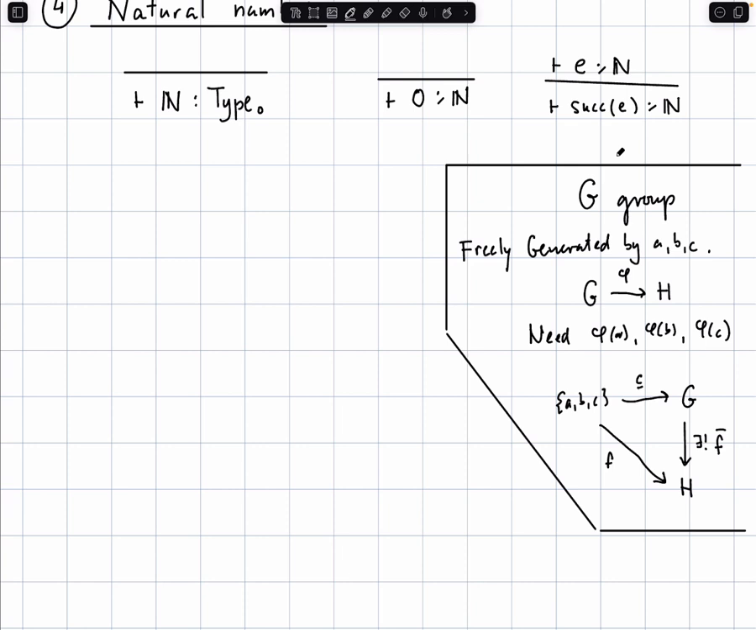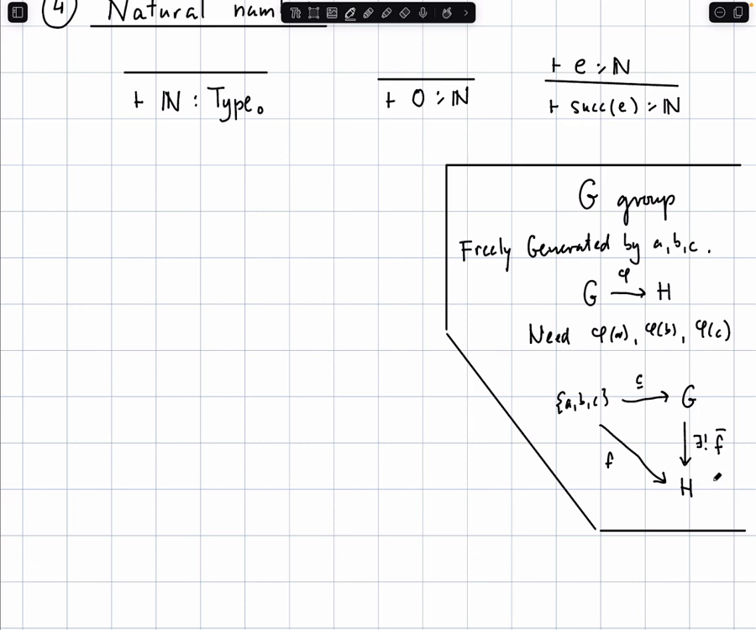Okay, so let's see. There's a complication because it's not quite the same. We obviously have one generator for the natural numbers, which is 0, but the other thing is not a generator. It's some sort of a generating constructor. Successor is not a single element. It's a generating constructor. But following the same idea, we will still try to say the same thing.